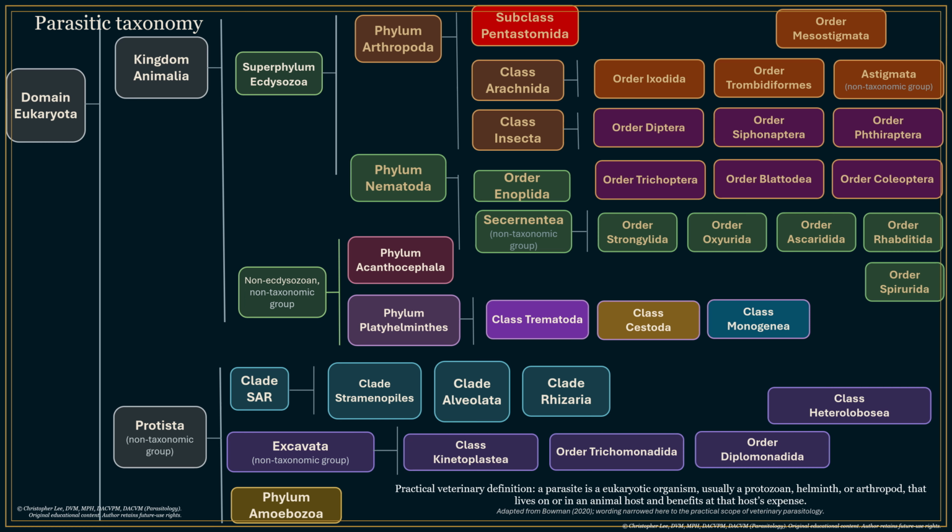Here is the full taxonomy map. At first glance, it can look intimidating. That's normal. Taxonomy diagrams have a way of looking like someone spilled Latin into a flowchart. But we're going to build this step by step. The most important idea is that veterinary parasites fall in several major practical groups: arthropods, nematodes, platyhelminths, acanthocephalans, and protists. Some of these are true evolutionary groups. Others are more practical teaching groupings. This map is useful, but it is not meant to be absorbed all at once.